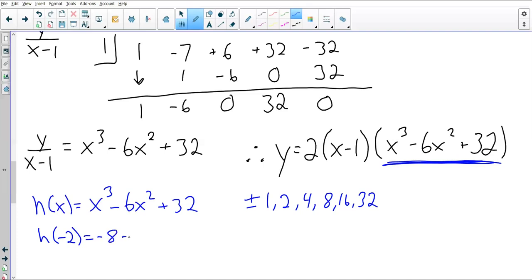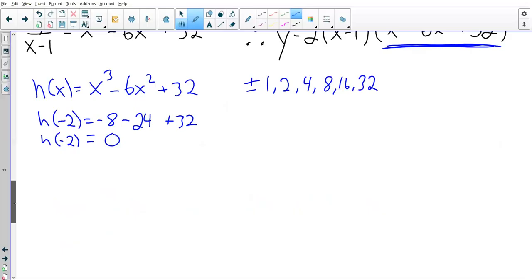6 times negative 2 squared. Negative 2 squared is 4. That gives me negative 24 plus 32, and we can see that x equals negative 2 is also a root. So that tells me that a factor of that cubic is going to be, I want to take h of x and divide it by x plus 2.